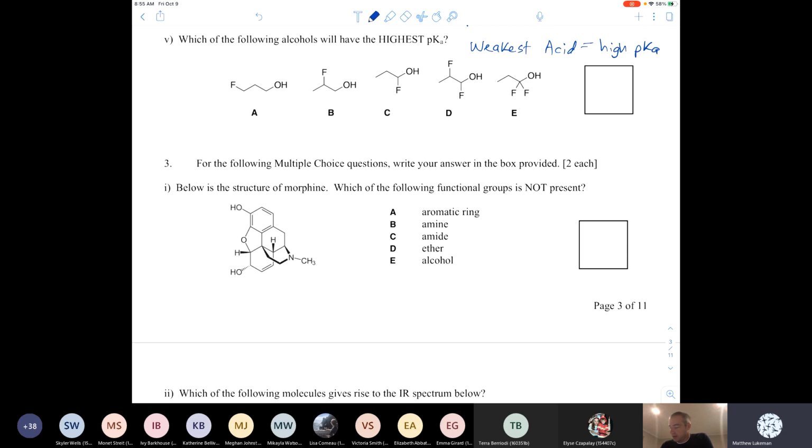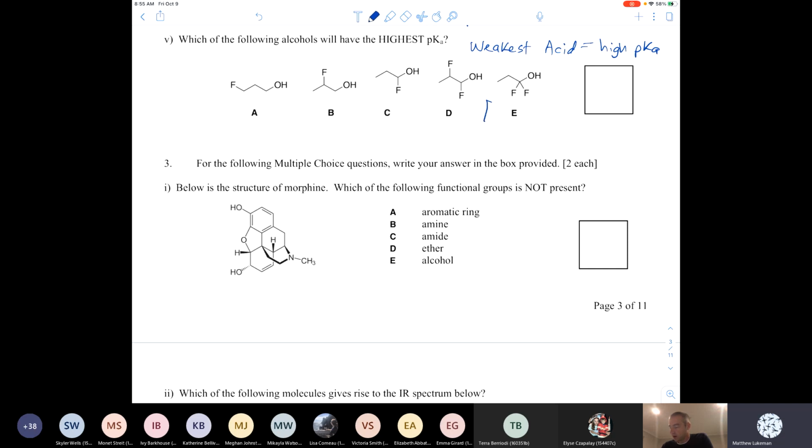So we have A, B, C, D, E. I'm seeing someone guess A. So that's right. If you look at all of these, they're the same compound. It's a carbon chain, 3 carbons with an OH on one end, with fluorines in various places.